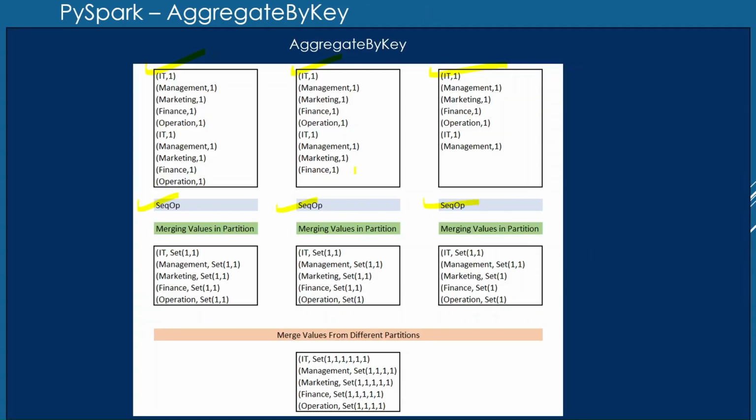I'm just talking about the sequence function right now. What is the sequence function going to do? It merges values in the partition. So here it is merging the values in the partition. So let's discuss the output.